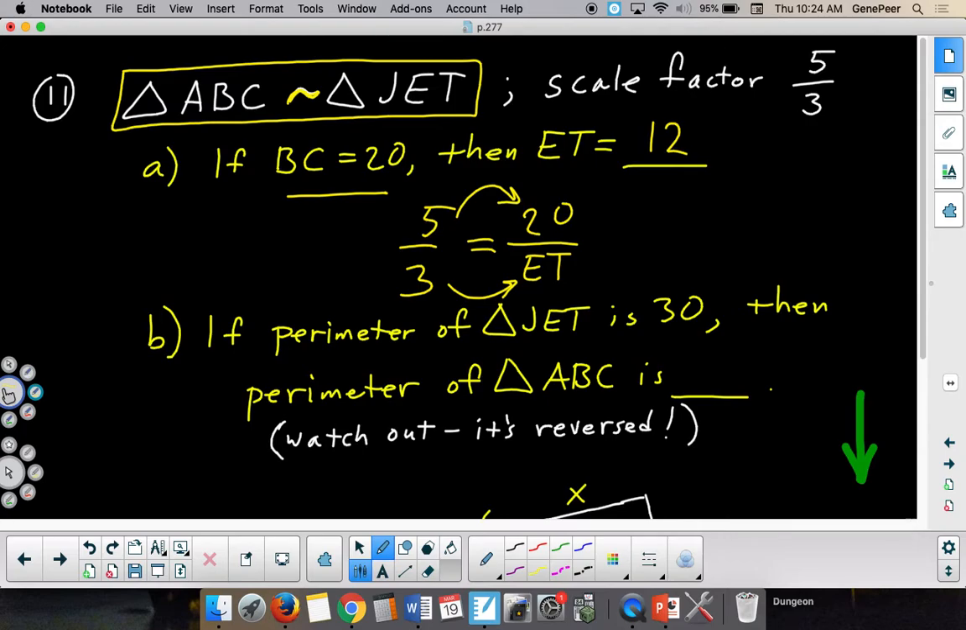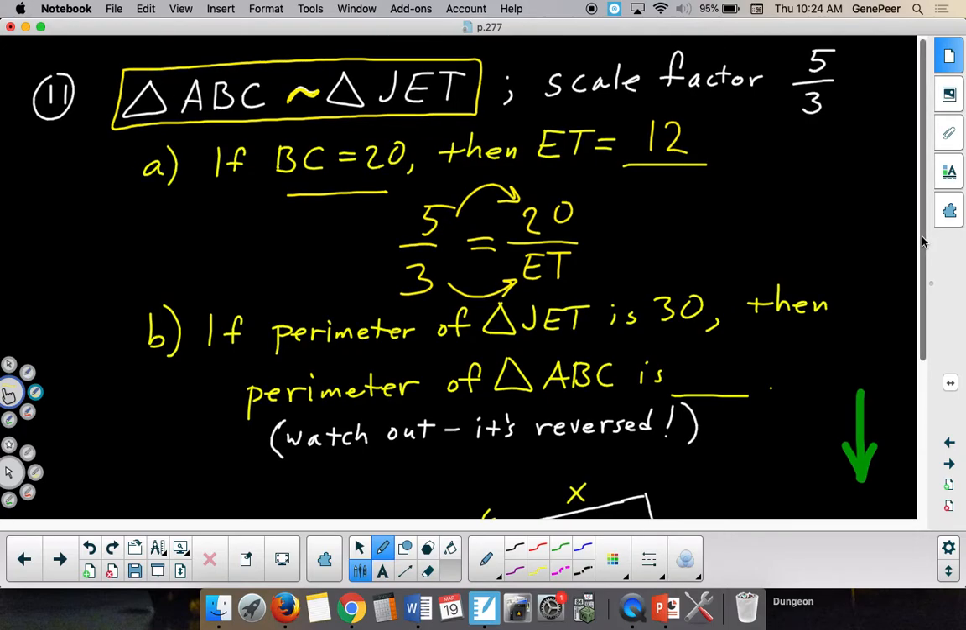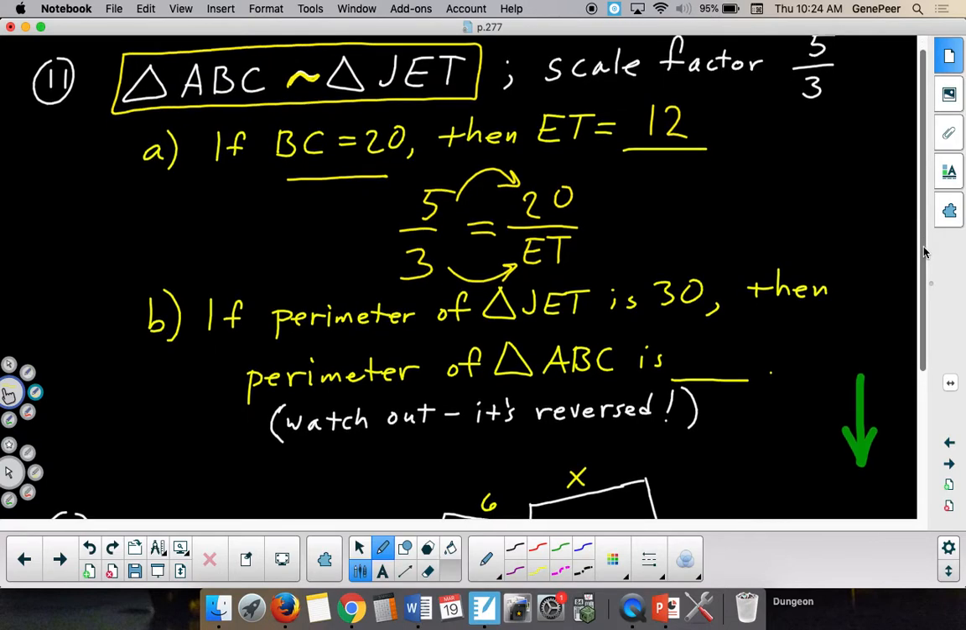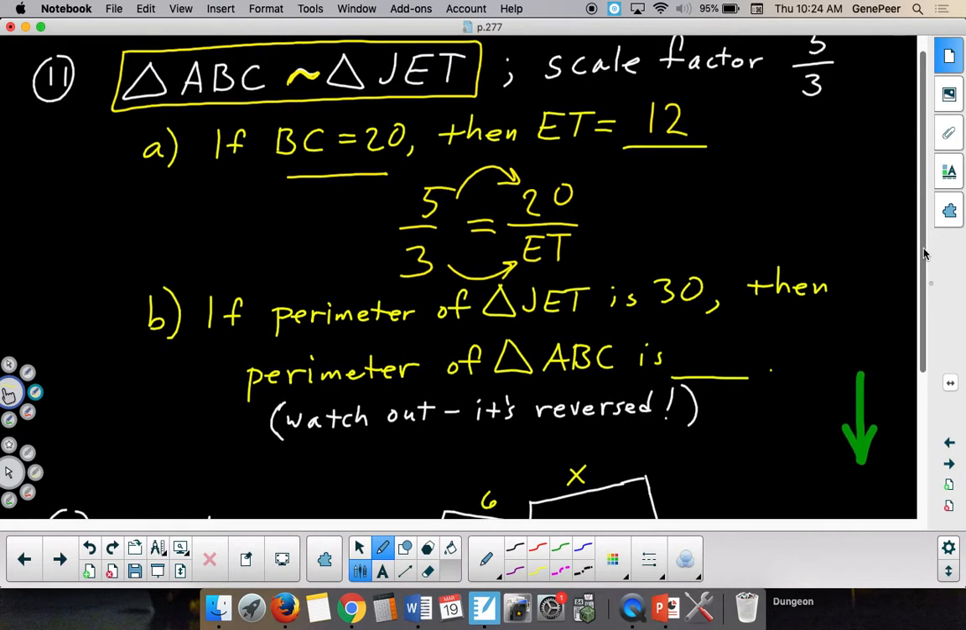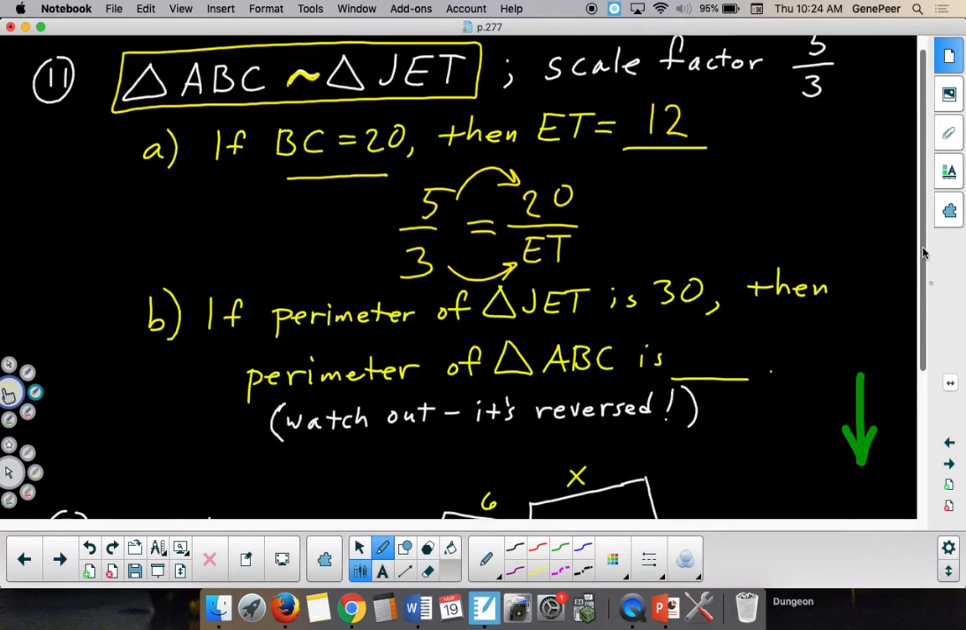All right. For the perimeters, it's exactly the same rule. If the perimeter of JET is 30, we're looking for the perimeter of ABC. By the way, what's perimeter? Perimeter is the distance around. If I start here, how far do I have to walk if I'm going to walk all the way around the triangle? That's called perimeter. It's this side plus this side plus this side, x plus y plus z, whatever they may be. That's perimeter.